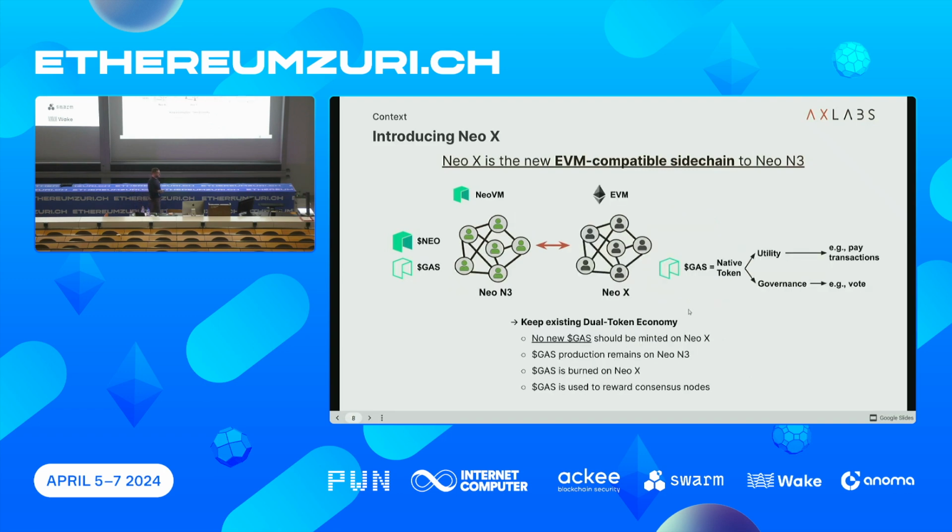So the GAS token on NeoX should not be new GAS. No new GAS should be minted on that chain. Everything that's on NeoX must have come from N3. That's the goal, and the GAS production ultimately just stays on N3. Also important is that GAS will be burned on NeoX to keep the ecosystem flourishing. Further utilities for GAS on NeoX will be governance as well, which it doesn't have today. So it will extend the utility base of the GAS token in general.